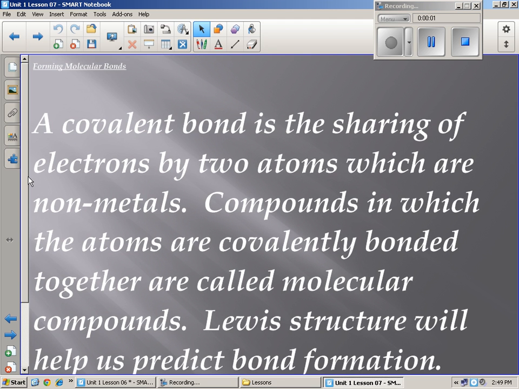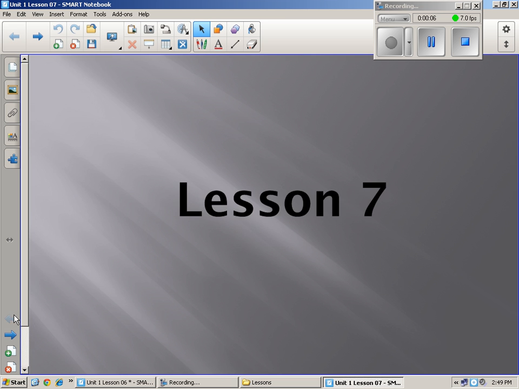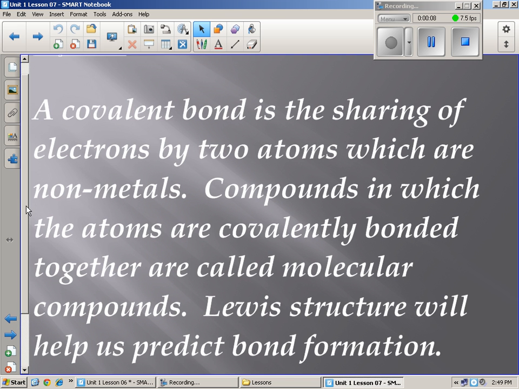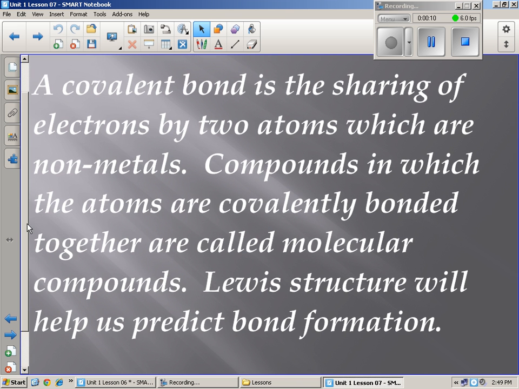Lesson 7 today, we're going to talk about covalent molecular compounds. So lesson 7, forming molecular bonds. Yesterday we talked about ionic and how there's that transfer of electrons, right? Gaining, losing electrons, we wrote charges, we showed the electrons being filled up.